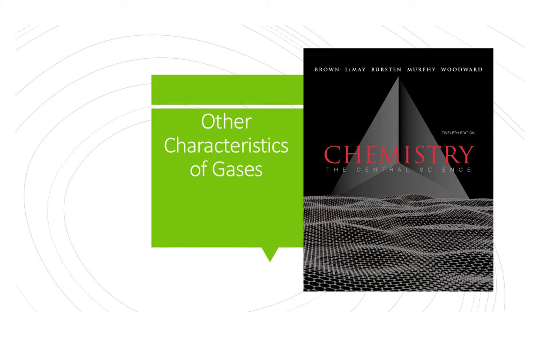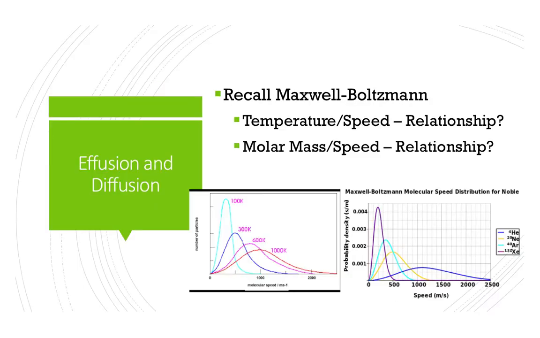This set of notes is about other characteristics of gases. Second characteristics that we want to talk about today are effusion and diffusion. If you remember from last unit when we talked about Maxwell-Boltzmann equations, you might remember the temperature-speed relationship and the molar mass-speed relationship. Take a moment, put those back into your brain. If you need help remembering them, down here on the bottom.